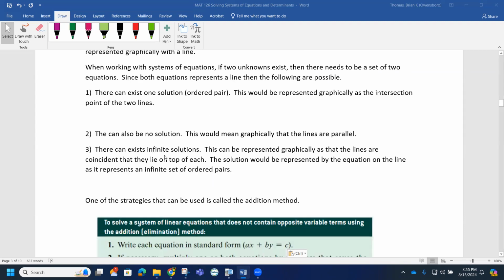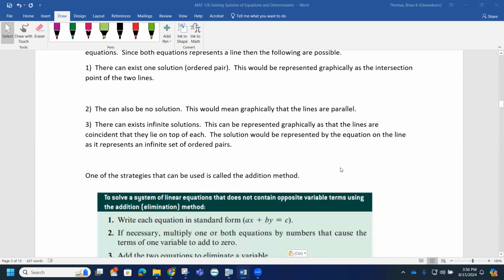Thirdly, the system could have infinitely many solutions. What this means is the lines are coincident. In other words, they lie on top of each other. So the solution itself here would be the equation of the line, because it's going to represent the ordered pairs on that line.